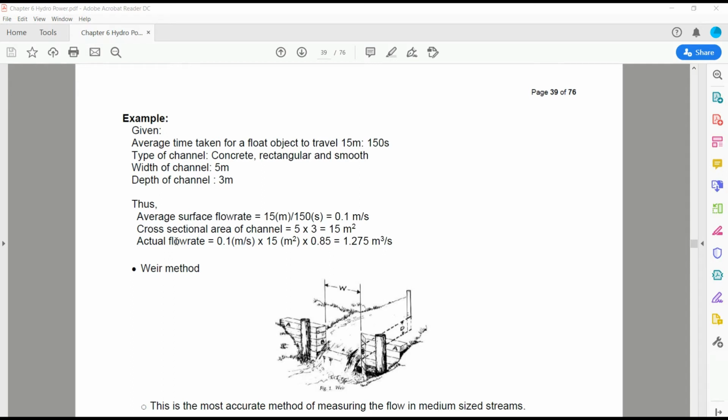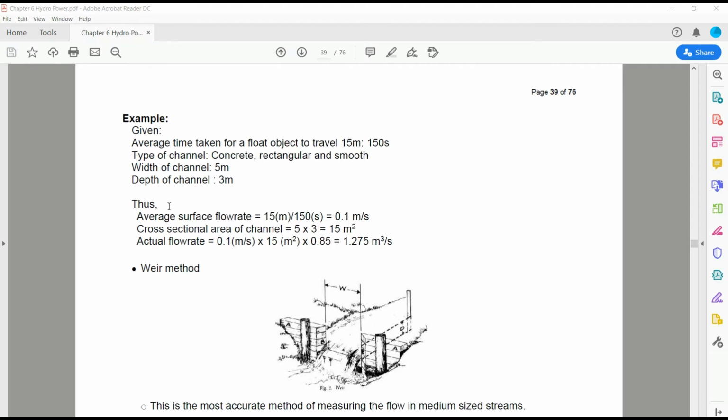So the actual flow rate is the average flow rate multiplied by the cross-sectional area of the channel, multiplied by the losses or correction factor, 0.85. So you get the actual flow rate, Q actual, equals 1.275 cubic meter per second.